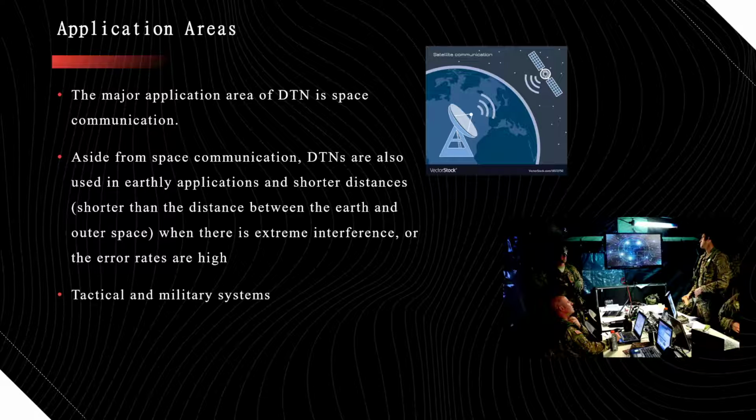The abstraction of the communication supplied by the DTN increases its ability to make good decisions related to path selection and scheduling. Aside from space communication, DTNs are also used in earthly applications over shorter distances, shorter than the distance between the Earth and outer space, where there is extreme interference or the error rates are high. Furthermore, where network resources are overburdened, DTNs come into good use as well. DTNs are also used in tactical and military systems to aid communication where the internet and terrestrial networks are ineffective. They're also used in disaster recovery networks, underwater acoustic networks, wildlife monitoring networks, vehicular communication, and the various networks that rely on sensors for communication and data transmission.